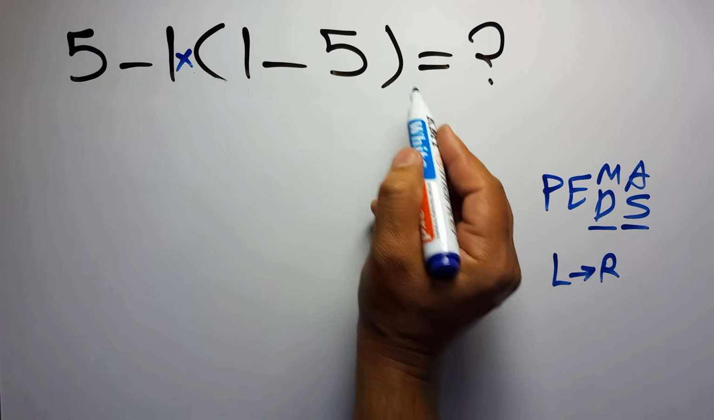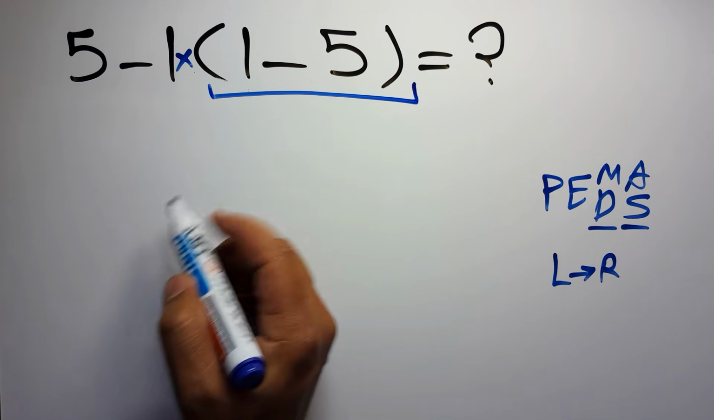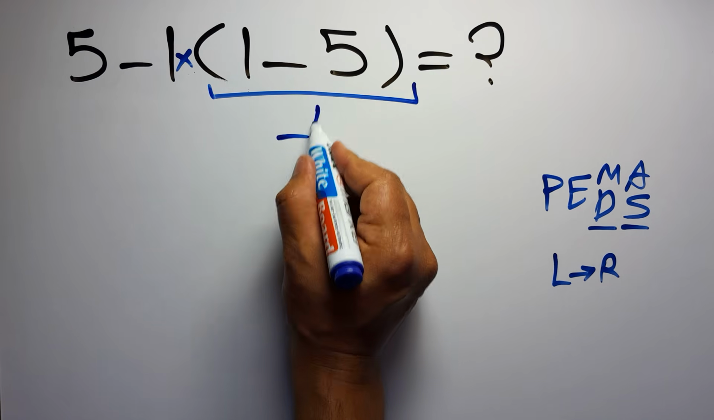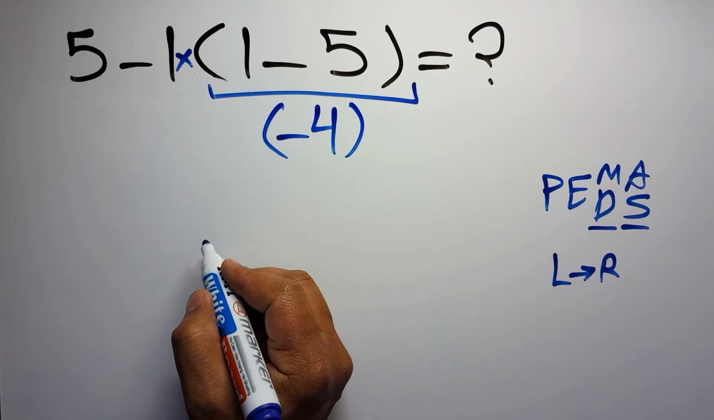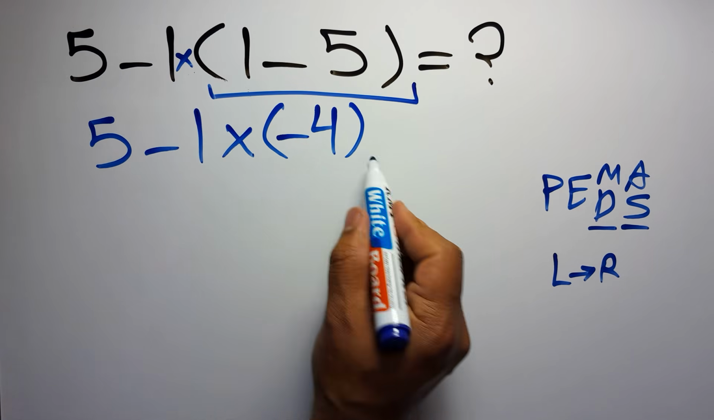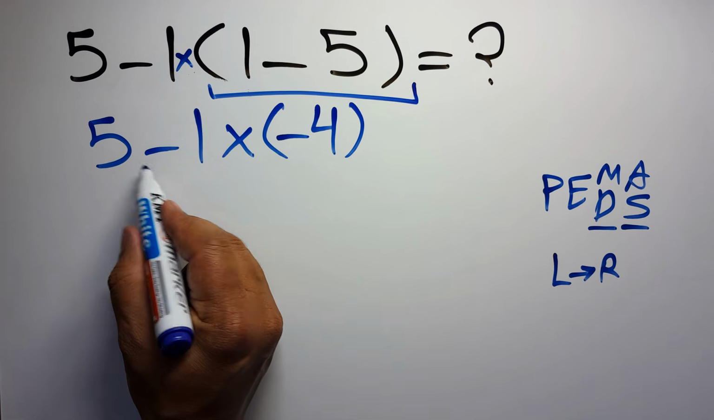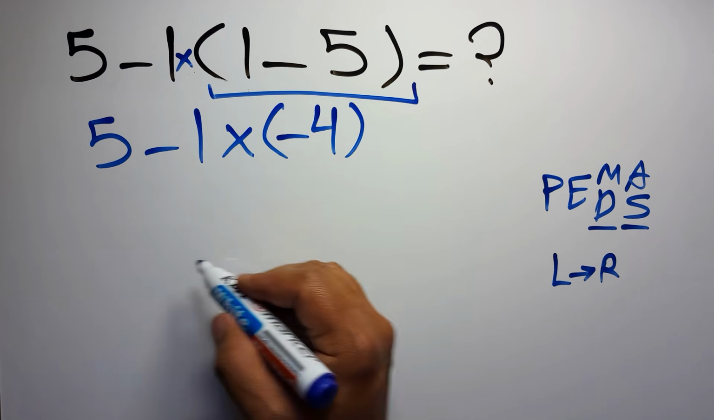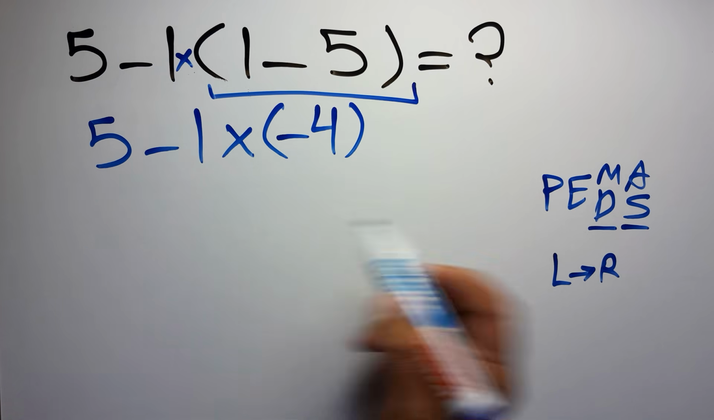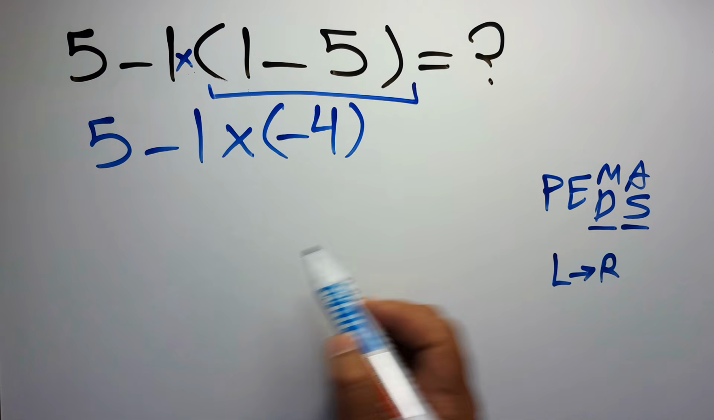So first we have to do this parentheses. Inside this parentheses, we have 1 minus 5, which equals negative 4. So we have 5 minus 1, then times negative 4. Now we have one subtraction and one multiplication. According to PEMDAS, multiplication has higher priority than subtraction, because multiplication comes before subtraction.